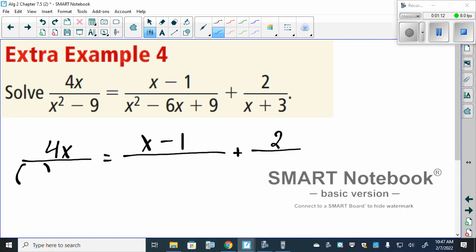Well, our x squared minus 9 is going to factor to what? Well, x plus 3 and x minus 3, because it's a difference of perfect squares. Now the middle one, x squared minus 6x plus 9, will factor. Because the 9 is positive, the signs are the same and they match the sign of the middle term, which would be negative and negative. The factors of x squared are x and x, and the factors of 9 that we would want would be 3 and 3. And in the last one, we would have x plus 3.